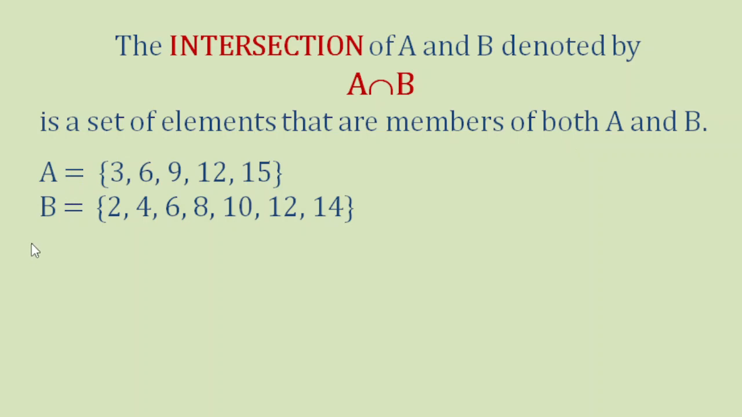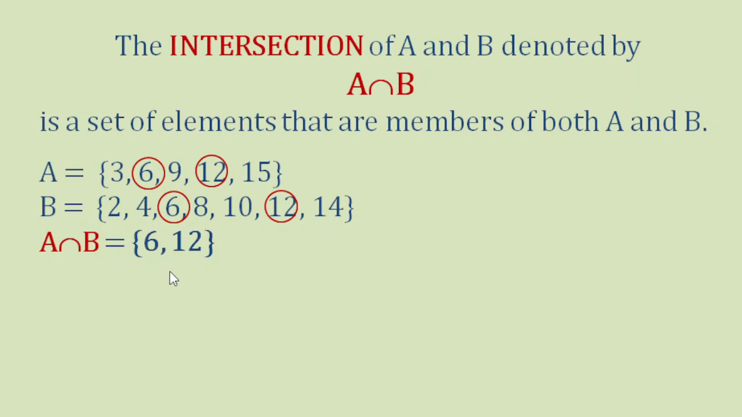For example, the elements of A are 3, 6, 9, 12, 15, and the elements of B are 2, 4, 6, 8, 10, 12, and 14. So, what is A intersection B? Meaning to say, we are going to find the elements that are members of both A and B. So in this case, we have 6 and 12. The elements are 6 and 12.